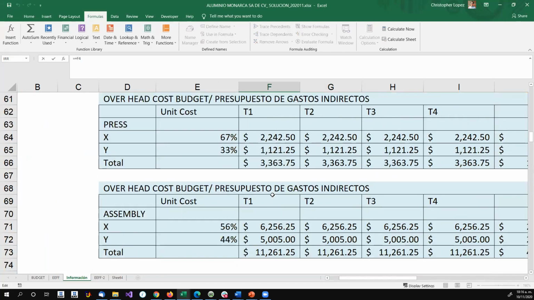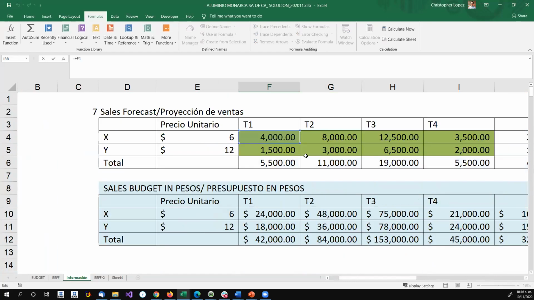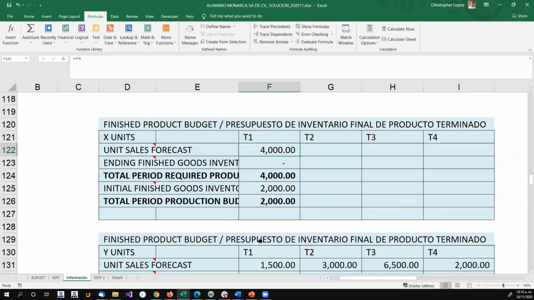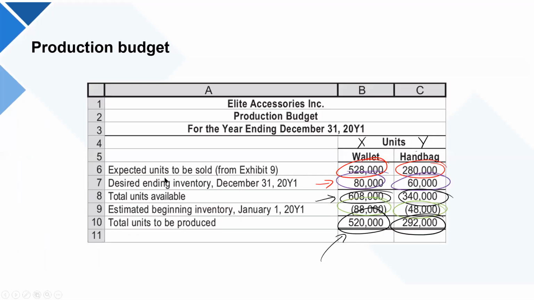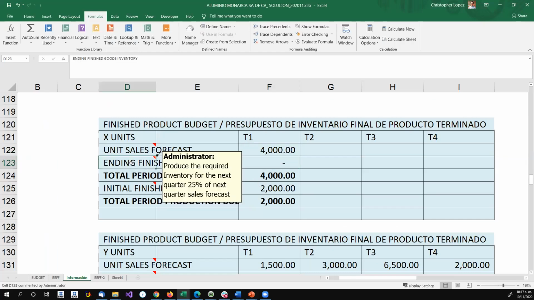If I go up, you can see that because I have all my information assembled in the same time frame, I just need to go up and there is the information, right? So I start with the units, the expected units to be sold, okay? That's there. Then I need my ending finished goods.